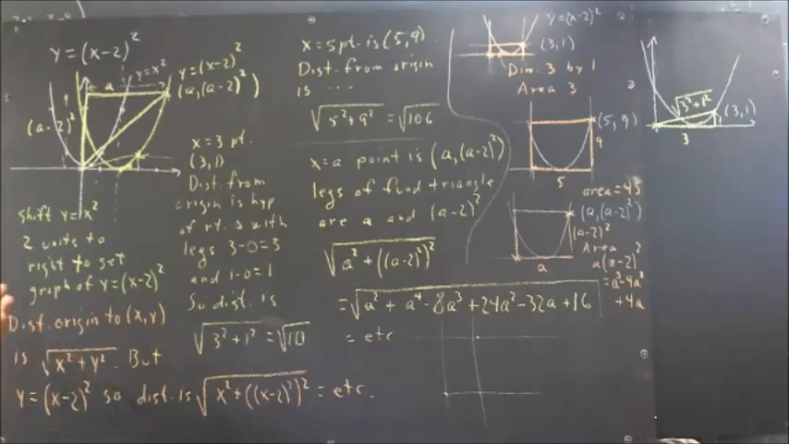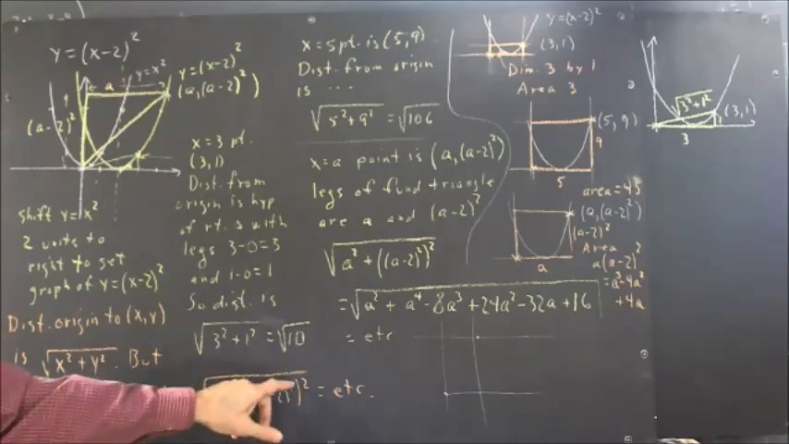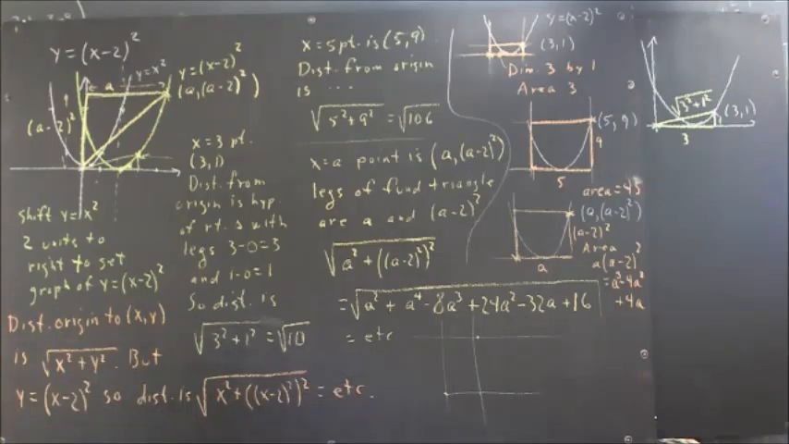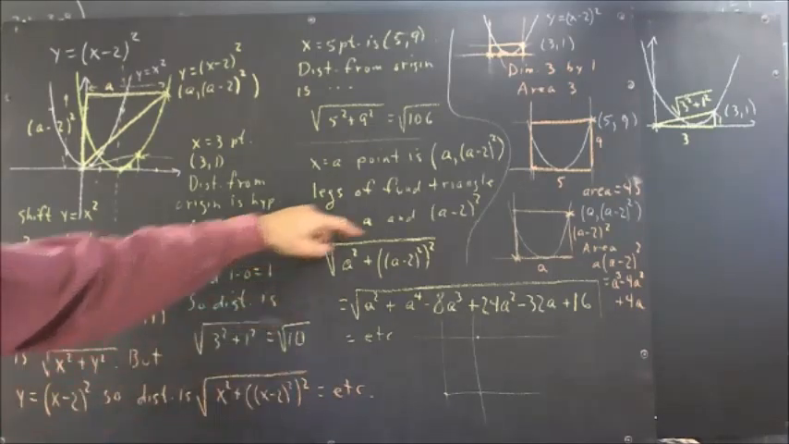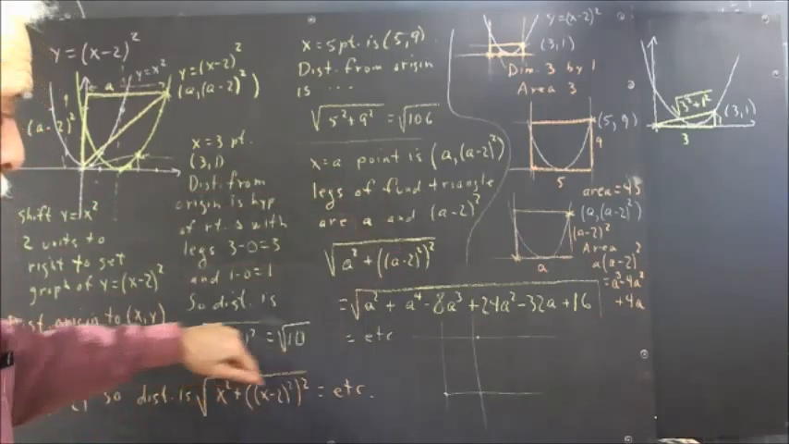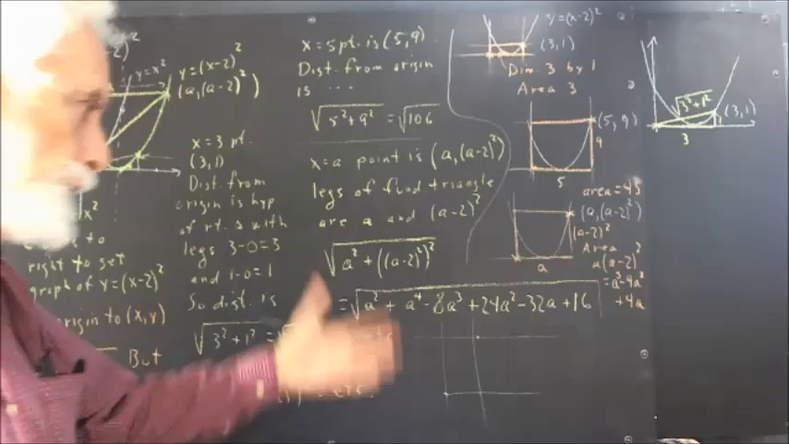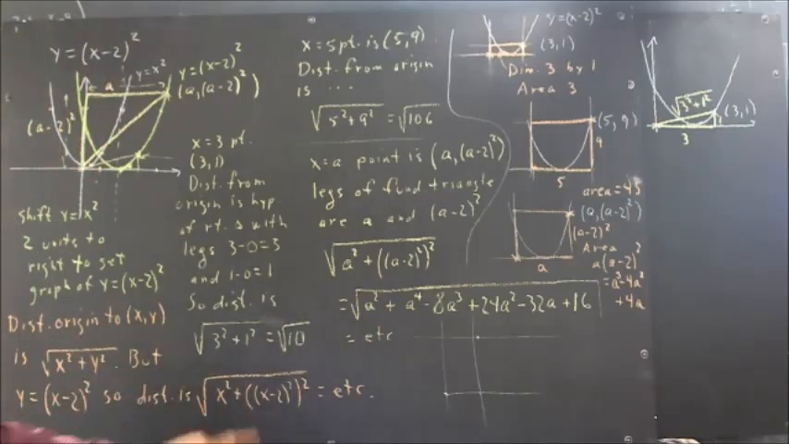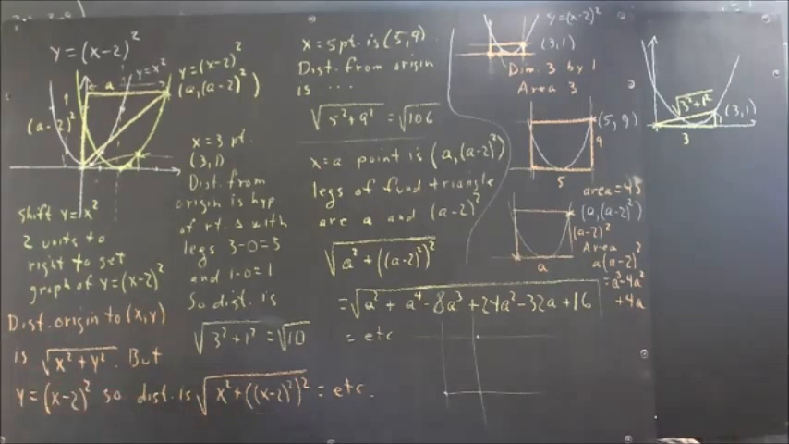However, of course, this point has to be on the graph so that y has to be equal to x minus 2 quantity squared. So y equals x minus 2 quantity squared, so the distance is x squared, just as before, plus y squared, but now y squared is quantity x minus 2 squared squared. And then I just got an etc. there. Notice that this is exactly the same as this, except here we've got an a, where here we've got an x. So if you replace all the a's here by x's and simplify it, you should get the same thing that we're going to get here. So there's the general formula for the distance from the origin to a point on the y equals x minus 2 quantity squared graph.